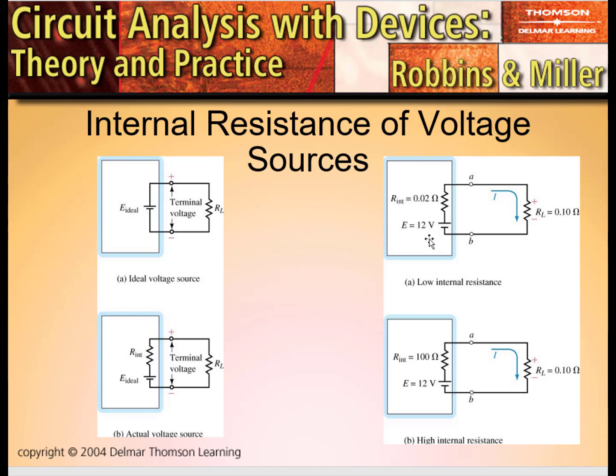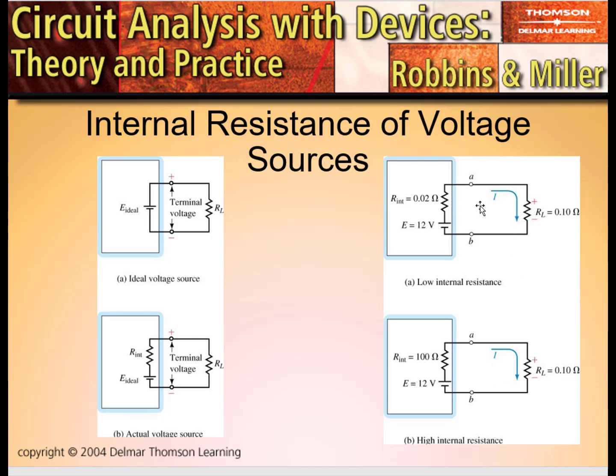So let's take an example over here. Here we're comparing two practical sources, one with a low internal resistance of only 0.02 ohms, which would be 20 milliohms. And down here we have a significantly higher internal resistance of 100 ohms. In each case, we're talking about a load with the same amount of resistance. So that means each one of these loads is looking to draw the same current from this practical source.